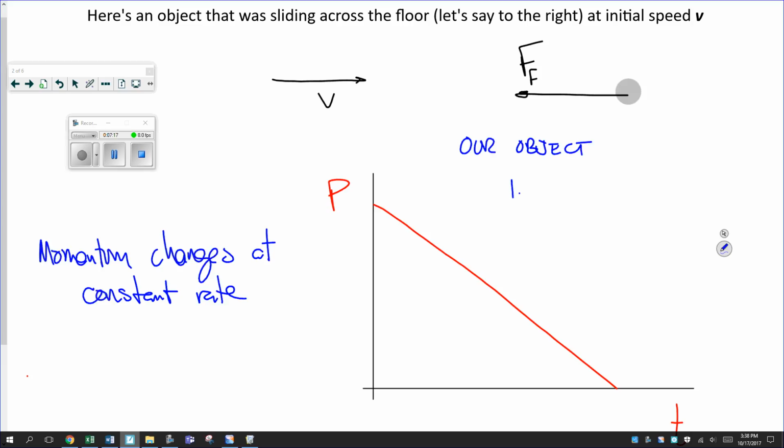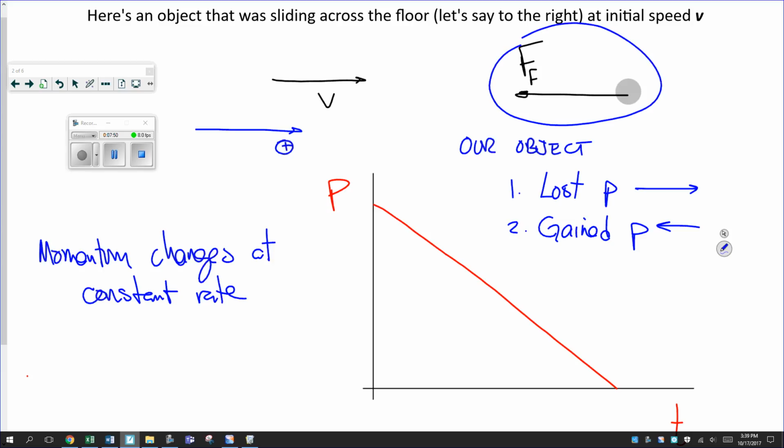One, we could say, well, if we said this was the positive direction, and it had some momentum in the beginning, and now it doesn't have any momentum, we could say it lost momentum to the right, which is the same thing as it gained momentum to the left. Those are the same thing. And notice the force is to the left. So that force causes that change in momentum.